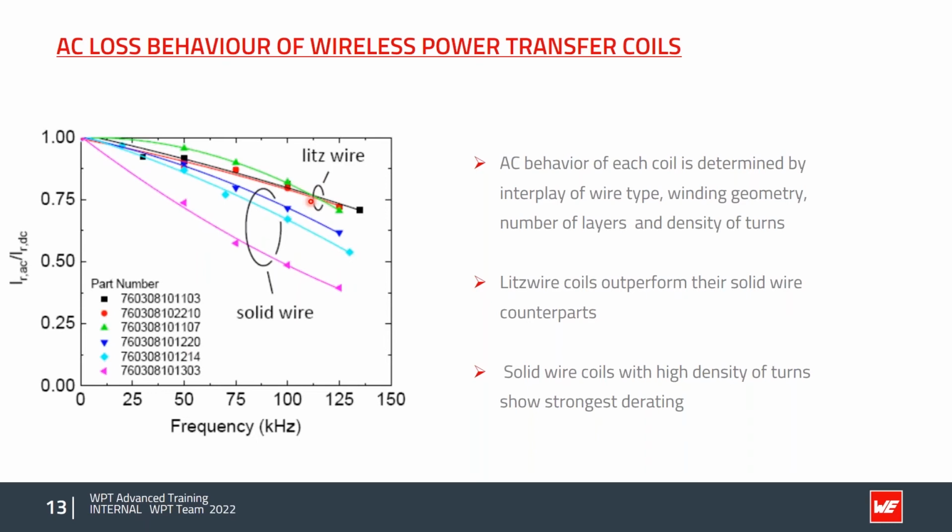So the solid wire coils with a high density of turns show the strongest derating. For example, this is the 47 microhenry coil, which has a very high density of windings. So the AC behavior of each coil is determined by the interplay of wire type, winding geometry, number of layers, density of turns, etc. If you're interested in this topic, you can read our publication, which can be downloaded at our homepage.